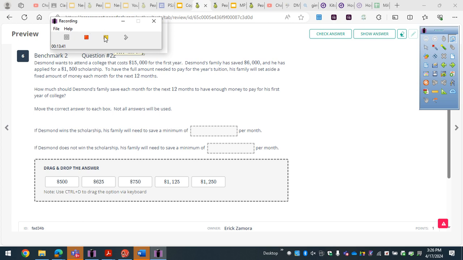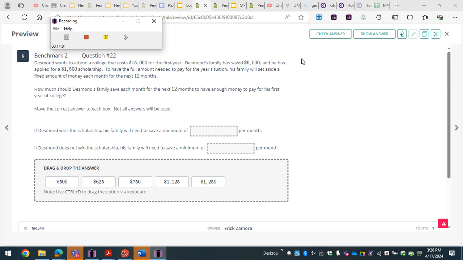Okay, so same idea in this one. Desmond wants to attend college that costs $15,000 for the first year. Desmond's family has saved $6,000, and he has applied for a $1,500 scholarship. To have the full amount needed to pay for the first year's tuition, his family will set aside a fixed amount of money each month for the next 12 months.